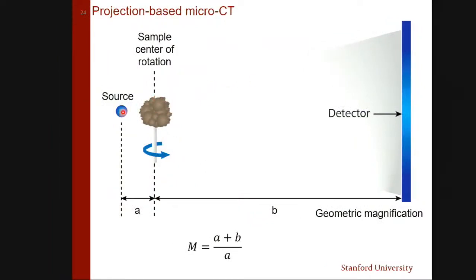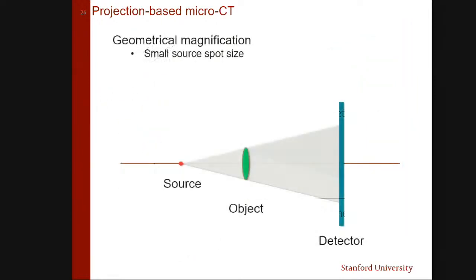As you can see, if my source is small, if I put the object here, and I put the detector at a large distance, I can magnify. Right? And the magnification will be related to this very nice, simple equation. So if I now have my object moved around, you will see that I can magnify or demagnify. And this way I can change magnification.